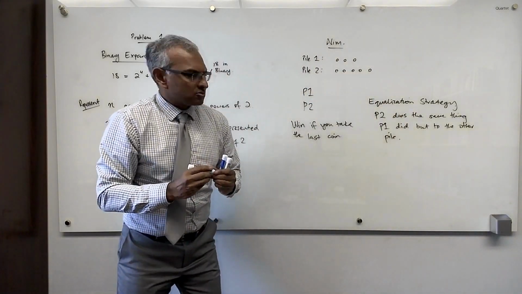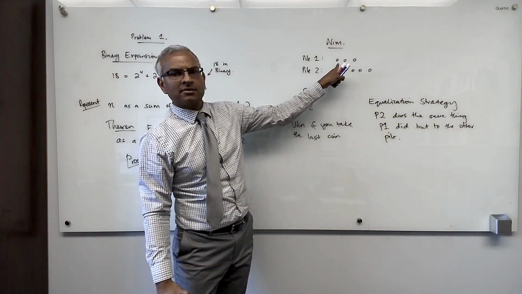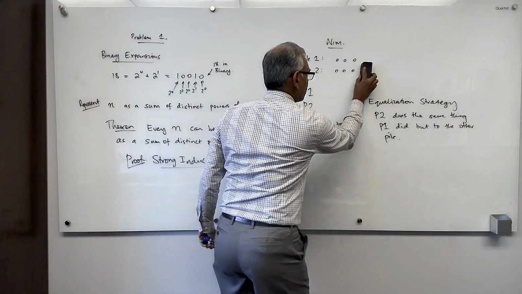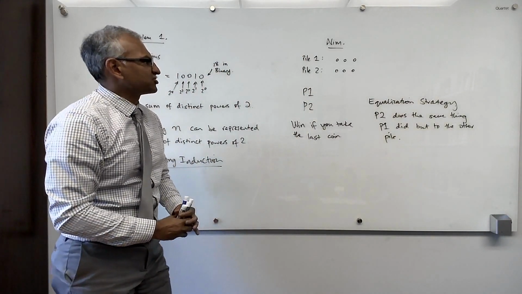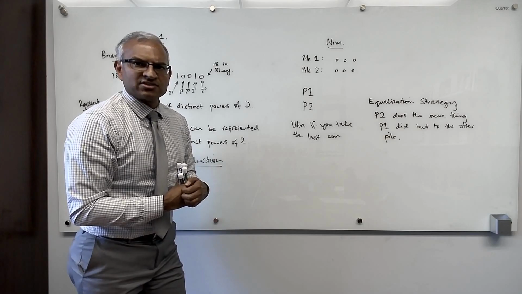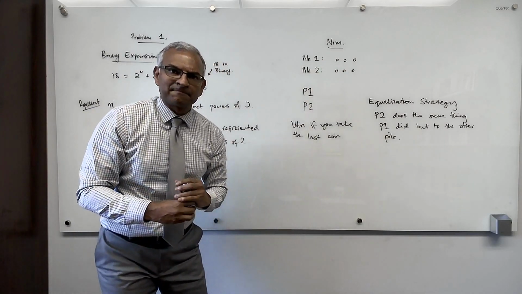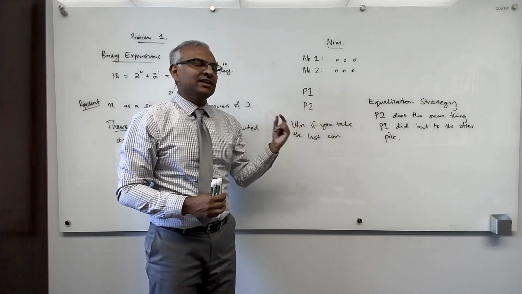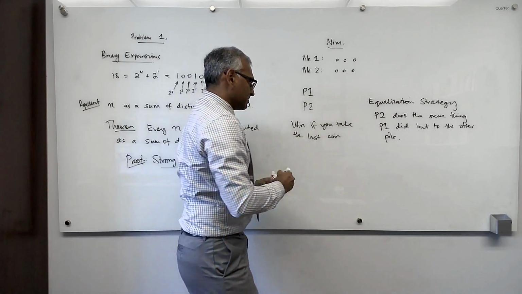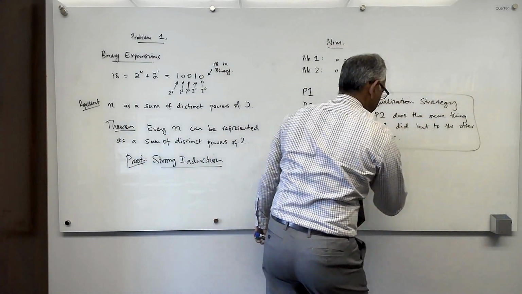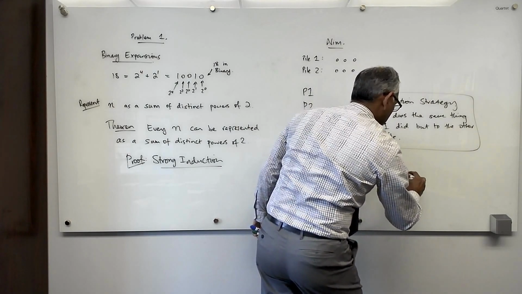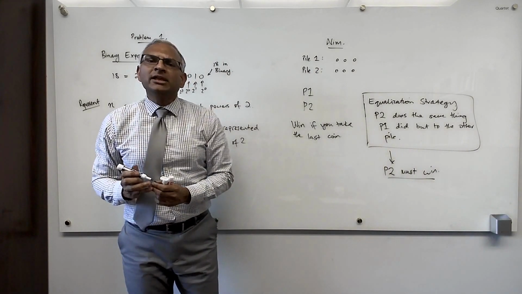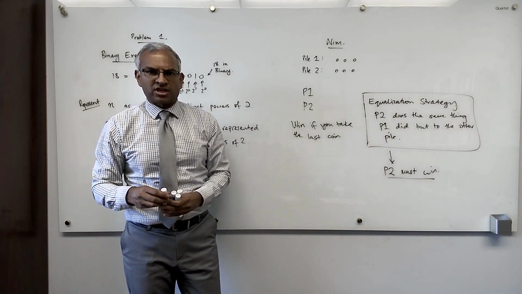In this case, player 1 took 2 coins from pile 1, so player 2 takes 2 coins from the other pile. That's called the equalization strategy, and you see why: it renders the piles equal again. It turns out this equalization strategy guarantees that player 2 must win, no matter how many coins are in the 2 piles to start with.